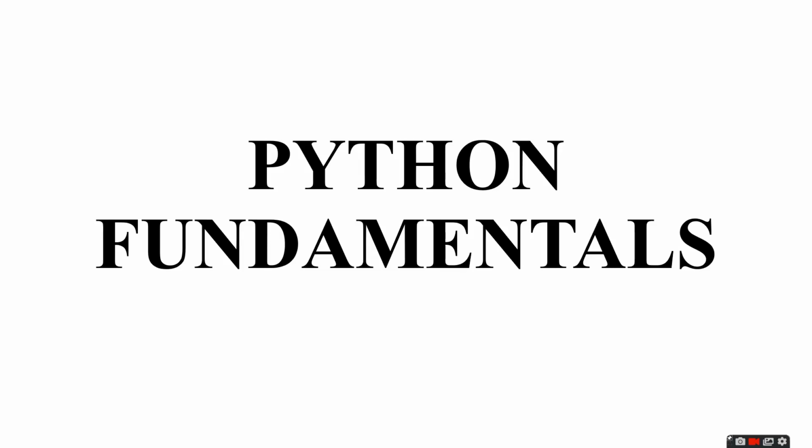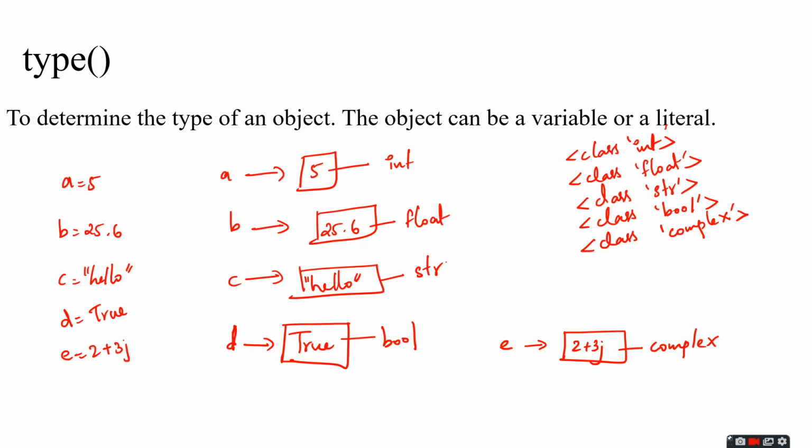In this video, we are discussing the type function, int function, float function, str function, and print function. So first we can discuss the type function. The type function is used to determine the type of an object. The object can be a variable or a literal.